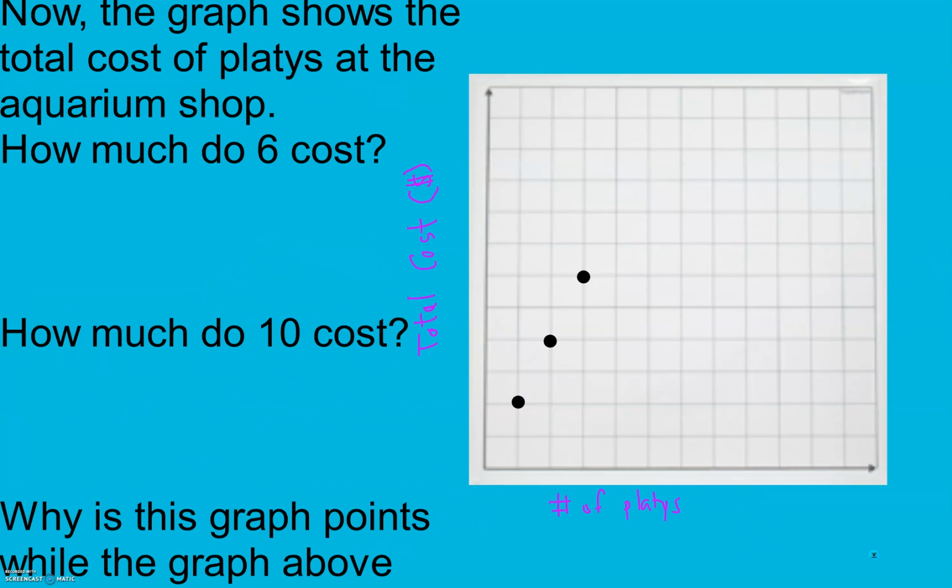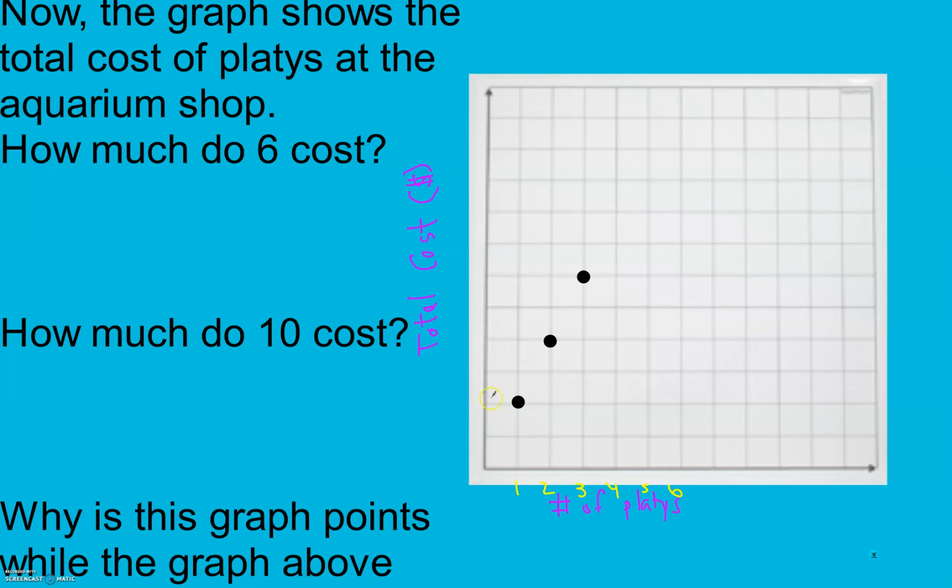Now feel free to pause here and give this a try if you'd like. The graph shows the total cost of platies at the aquarium shop. We want to know how much 6 cost. So here we could fit 6 on our graph. We could just extend our graph and extend our pattern if we wanted. But that's not always going to work. 10 isn't going to fit on there. So we're going to have to come up with a plan.